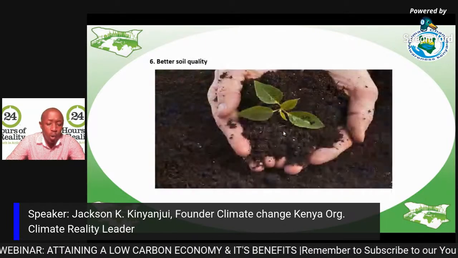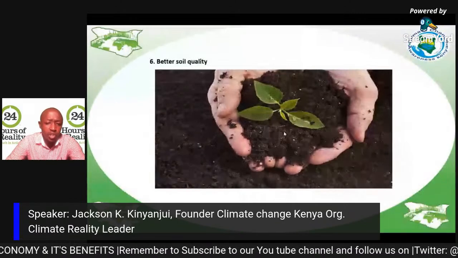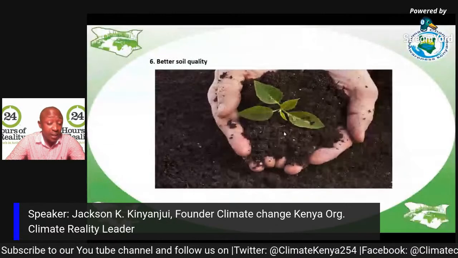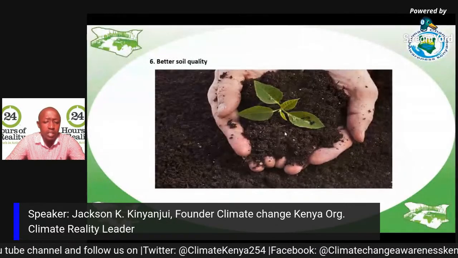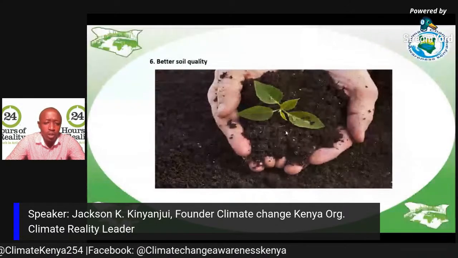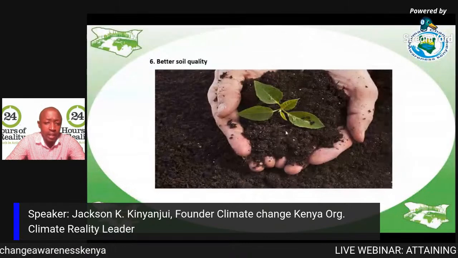Better soil quality. With acidic rain due to the carbon emissions, then it means that the soil will be acidified, and this will reduce the soil quality. But once we embrace the green economy, the soil quality will improve, because I believe you'll have embraced the use of organic fertilizer.